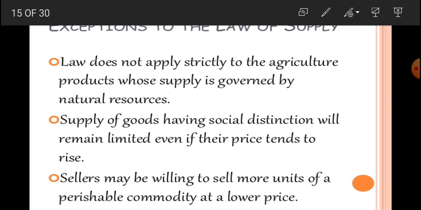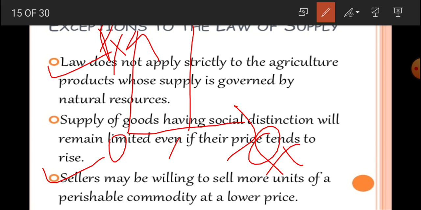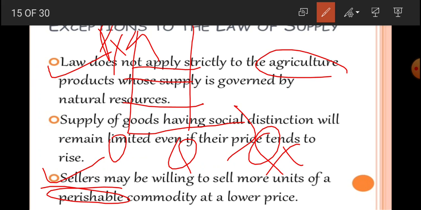So in the first and second points, how will our supply curve be formed? Parallel to the Y-axis. What does this show? With the change in price level, there is no change in quantity supplied. Clear? So in the first point and second point, that is in case of perishable goods and in case of agricultural goods, the supply curve will be parallel to the Y-axis.